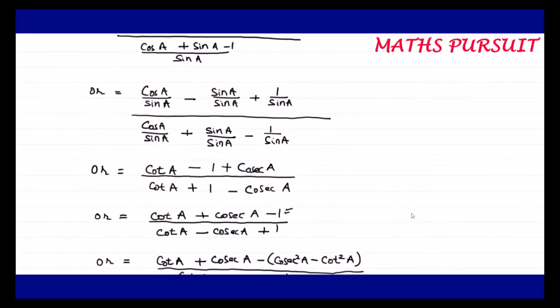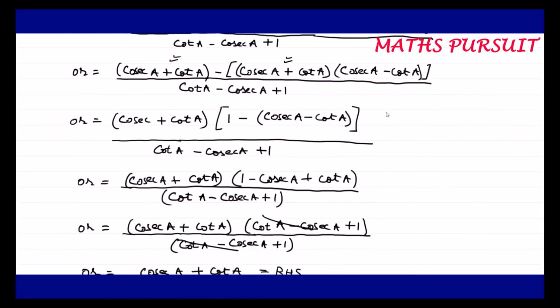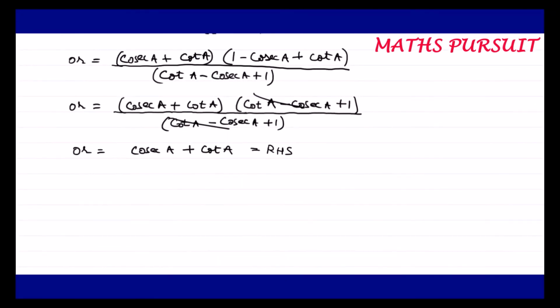And let's see what we got. We got cosec A plus cot A. See, we got cosec A plus cot A here. That means we are able to prove that, hence proved, left hand side is equal to right hand side.